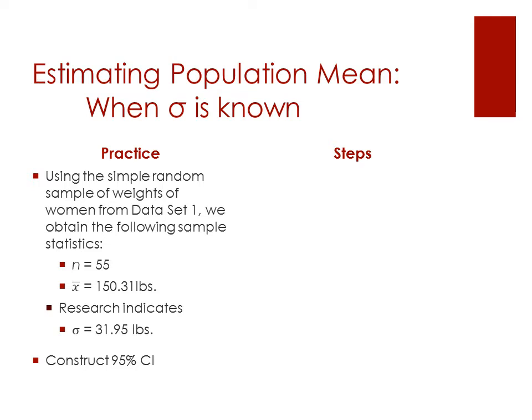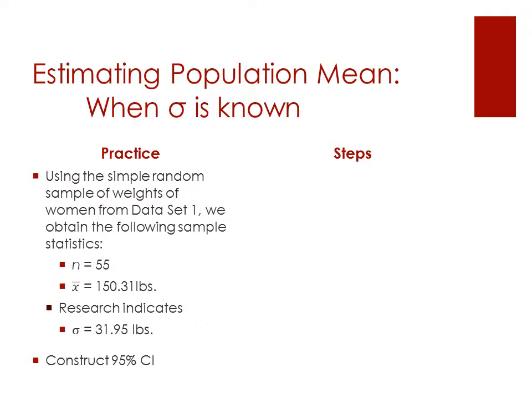Okay, in this practice problem, we're going to be looking at a different situation where we've got a simple random sample of weights of women from the data set 1 that comes with StatCrunch, and we have obtained the following sample statistics. So we know we have an N of 55. We have our sample mean of 150.31 pounds, and research indicates that the standard deviation for this particular population is 31.95 pounds. We're being asked to construct a 95% confidence interval.